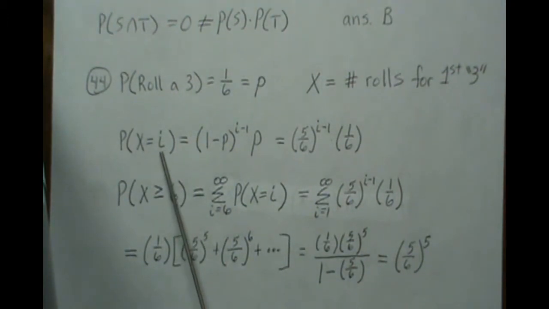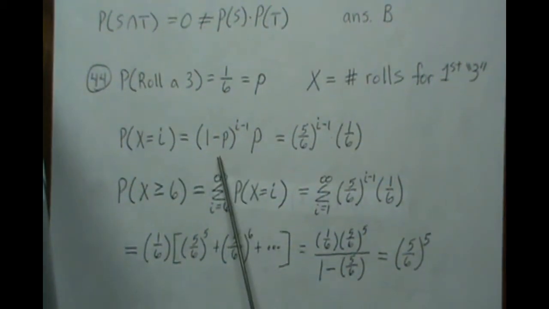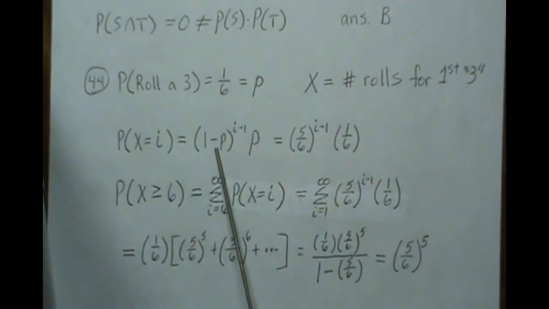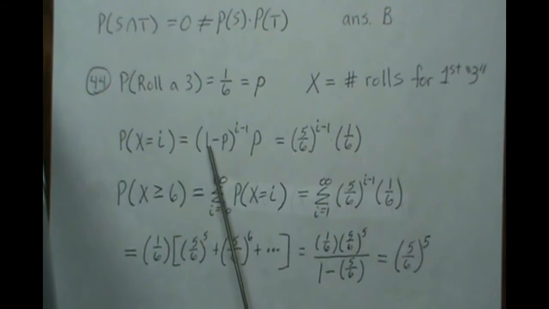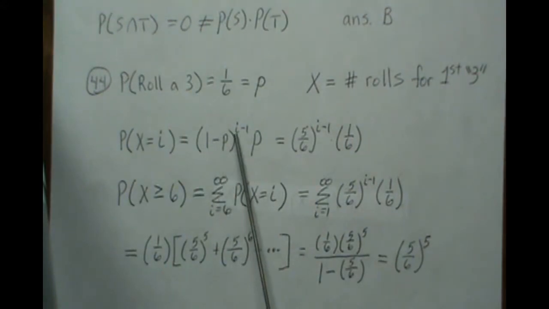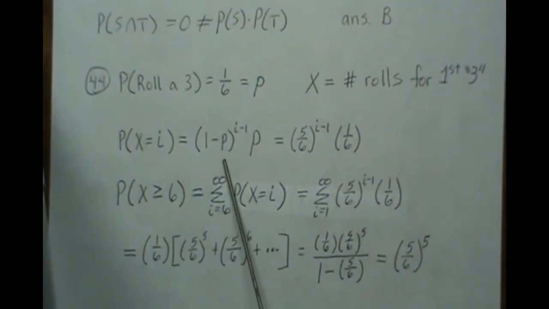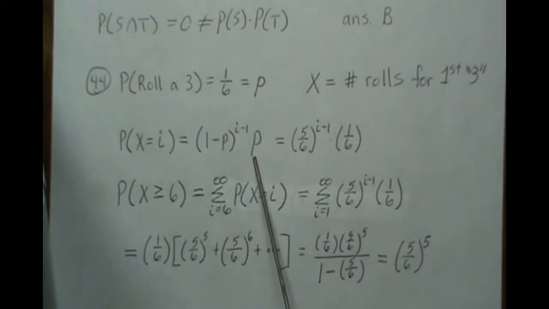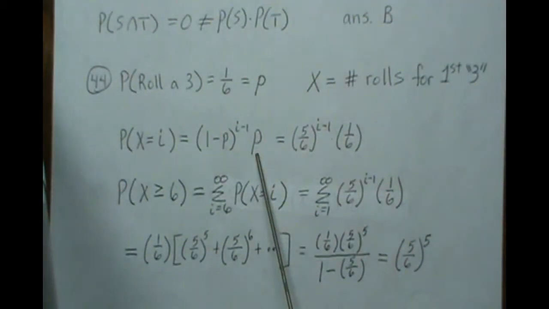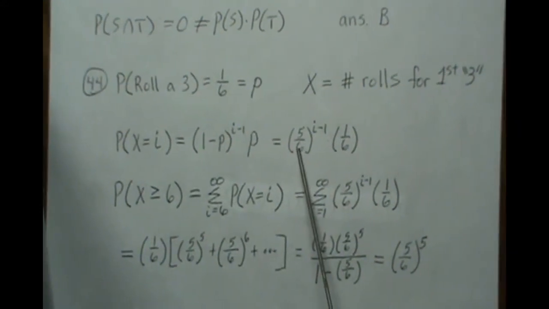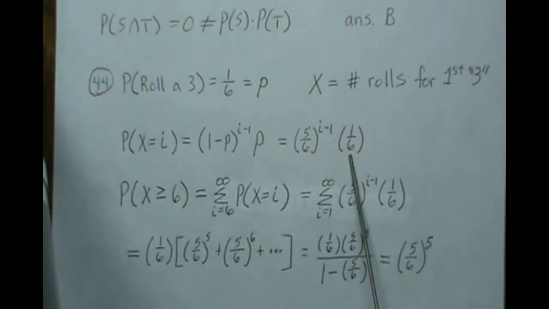Well, if we roll a 3 on roll i, that means we didn't roll a 3 on the first i minus 1. So the probability that we don't roll a 3 on each roll, and each roll is independent, is 1 minus P, and there's i minus 1 of them. So this is the probability that we do not roll a 3 on the first i minus 1 rolls. And then this P is the probability that we roll a 3 on that ith roll. And then if we substitute numbers, 1 minus P is 5/6 raised to i minus 1, and P is 1/6.